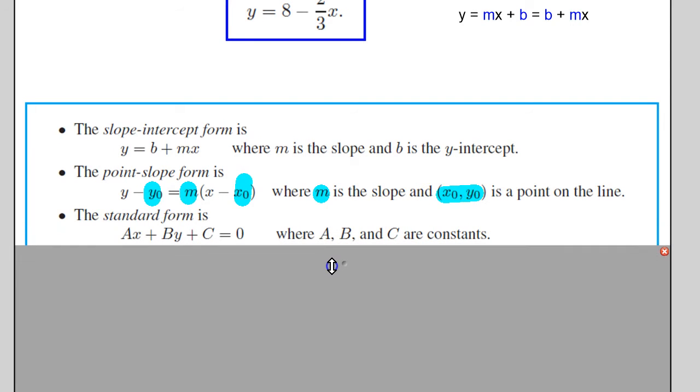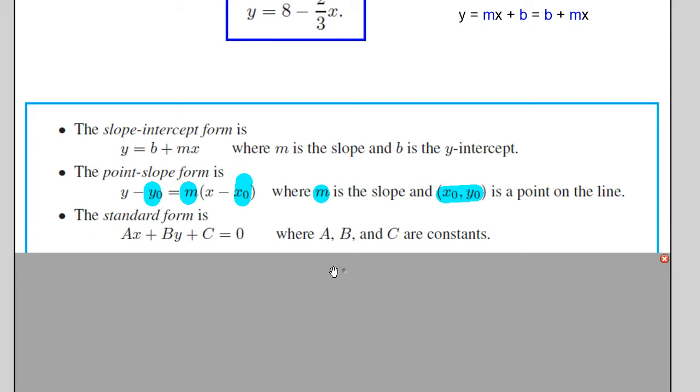And then, of course, the standard form, the one we just talked about, is when x and y terms are on the same side of the equation, and that's where a, b, and c are constants. So, unfortunately, a, b, and c don't directly tell you what the slope is. The c could tell you something about where the y-intercept is, but they don't directly tell you where the y-intercept is, okay?